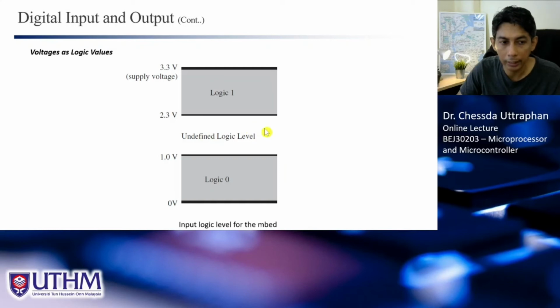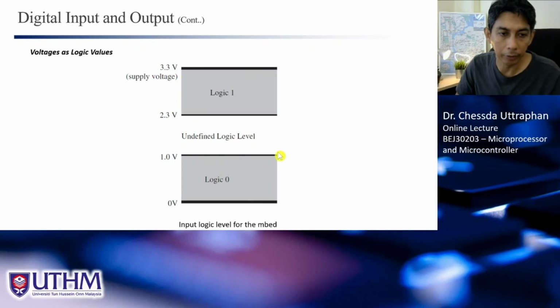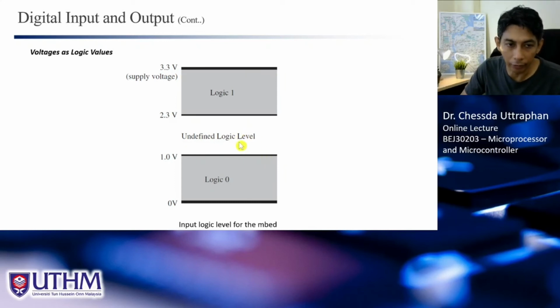So please make sure that when you use digital in and digital out, the logic that you feed in your microcontroller, especially digital in, when you read the voltage from the outside, so logic 0 should be below 1 volt, and the best is 0 volt, of course. And logic 1 is between this range, and the best is of course 3.3 volt or 3 volt. Okay, anything in between is not good. Undefined means that your microcontroller doesn't know whether that is 1 or 0.